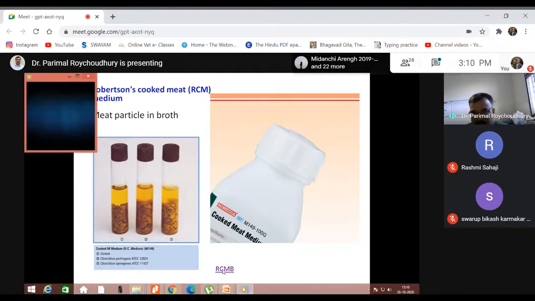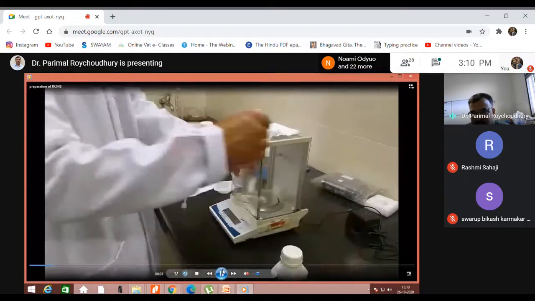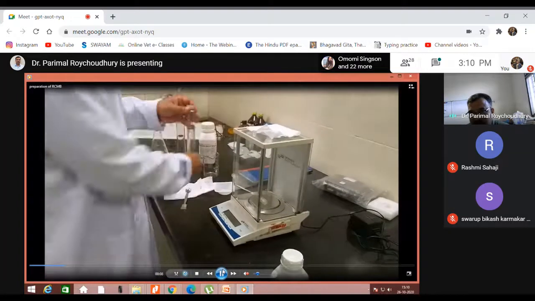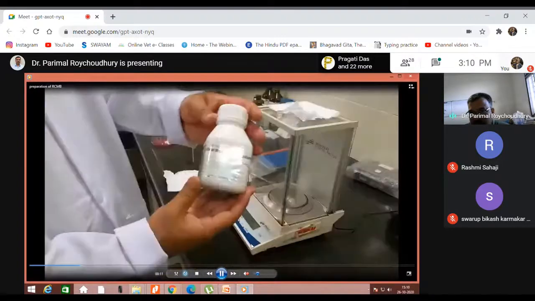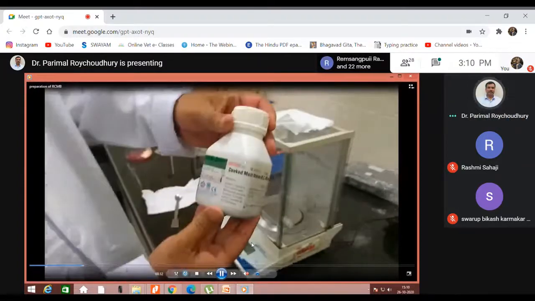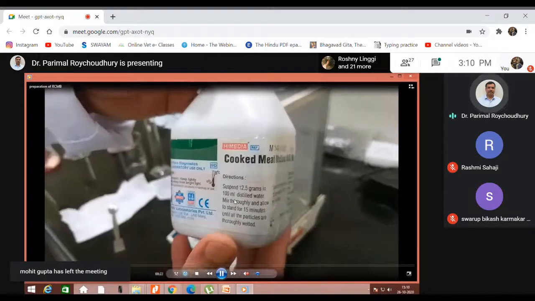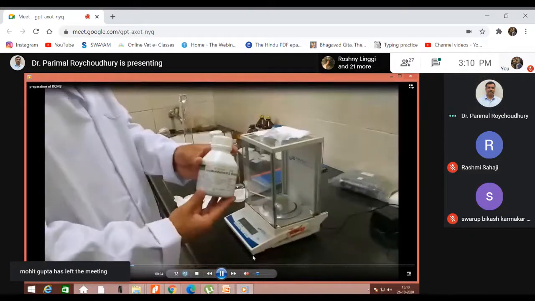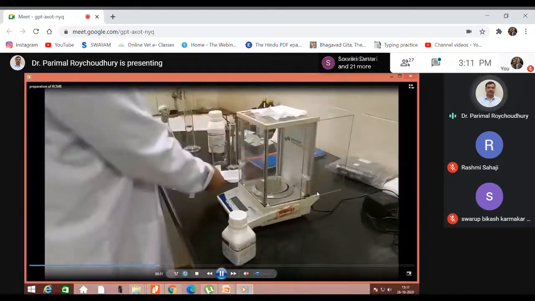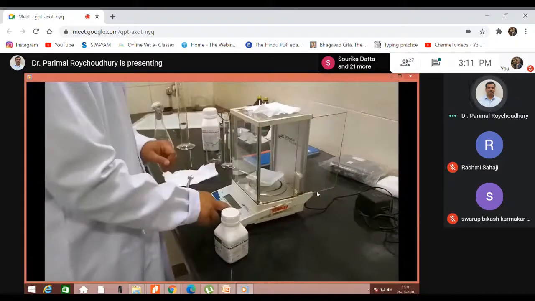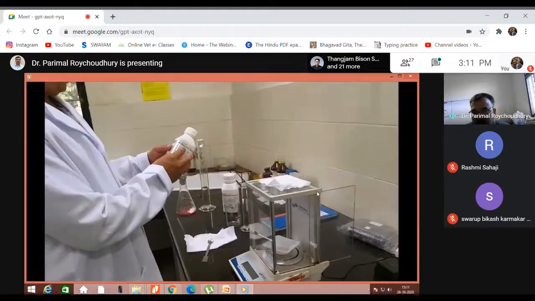I think one video is here. This is another process. We take a beaker. We need the distilled water, and then the media. So this is the media bottle, Robertson cooked meat broth. RCM means Robertson cooked meat broth. The composition is given here, and it is showing 12.5 gram in total 100 ml. So accordingly, we need to calculate, and we have to mix this meat particle with water. The same process: in this balance, we'll tare it, and then we'll measure this meat particle.